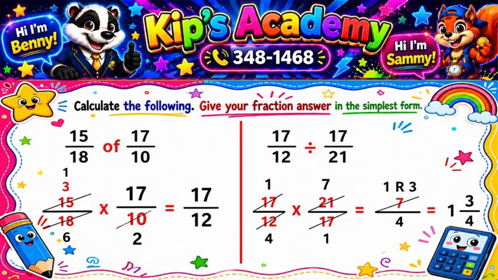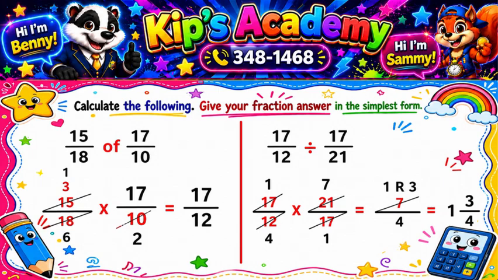Now for 17 over 12 divided by 17 over 21. When dividing fractions, carry down the first fraction, change division to multiplication, and flip the second fraction. This gives us 17 over 12 times 21 over 17. The 17s cancel out each other because 17 can go into 17 one time. Then divide 21 and 12 by 3 to get 7 and 4. Multiply, 1 times 7 equals 7, and 4 times 1 equals 4.